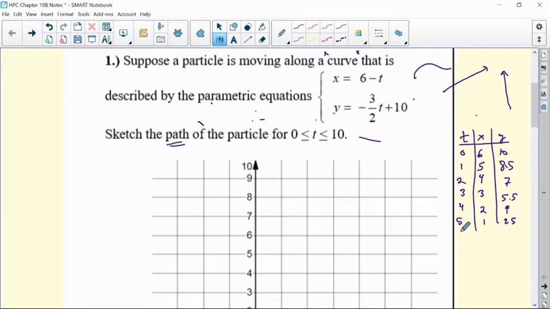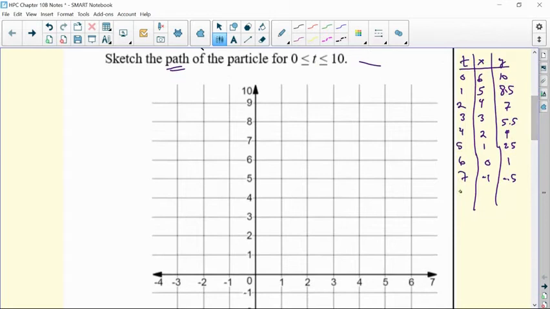When time equals 6, this is 0, and this is 1. When time equals 7, this is -1, and this is -0.5. So we're decreasing 1.5 each time. When time is 8, this is -2, and this is -2 as well. And then we have 9, this is -3 and -3.5. And when time is 10, this is -4, and this is -5.